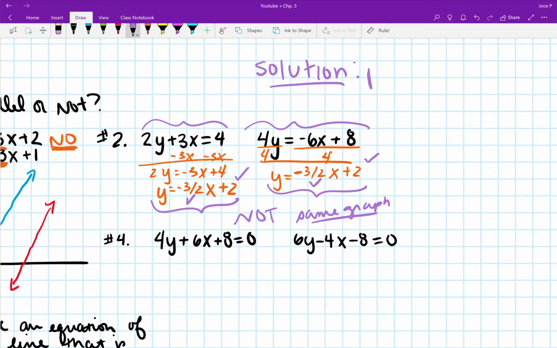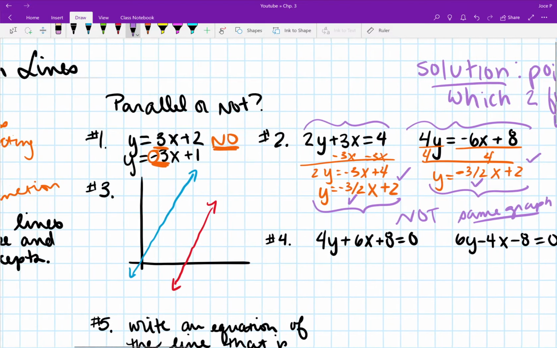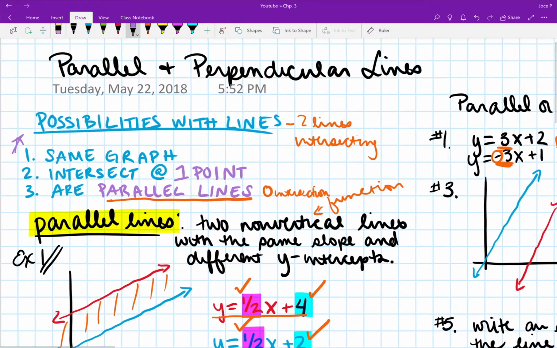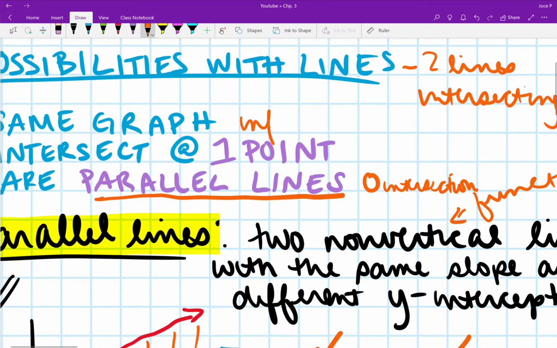We say a solution is the point at which two functions will intersect. Now, if we look over here and apply this new vocabulary, then we say that the same graph has infinitely many solutions.